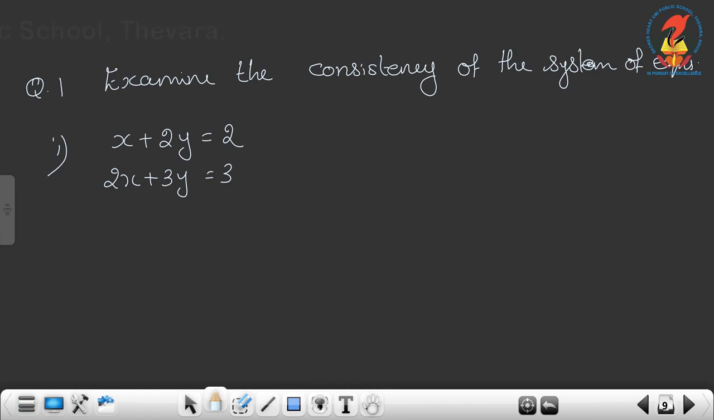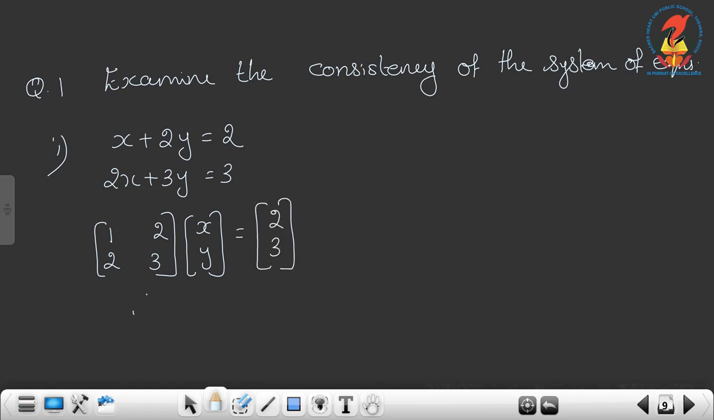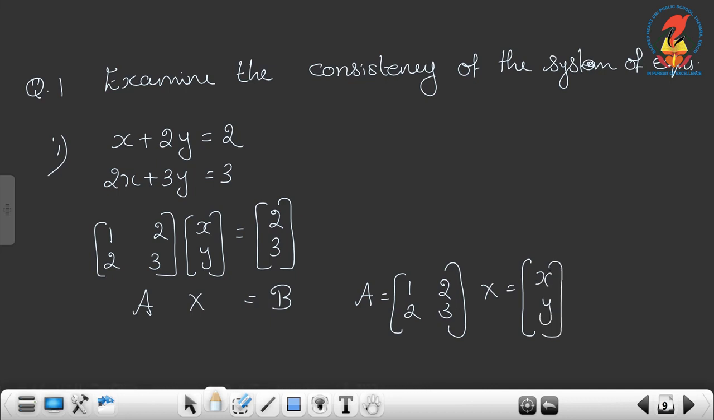So we write this as matrices. You have to write the coefficients. Coefficient of x is 1, y is 2, that is one row. The next row 2 and 3. So this is one matrix. Then variables are always written as a column matrix. Then the right hand side is also a column matrix. So this is Ax is equal to B, where A is the 2 by 2 matrix 1, 2, 2, 3 and x is the column matrix x, y and B is the column matrix 2, 3. So Ax is equal to B.